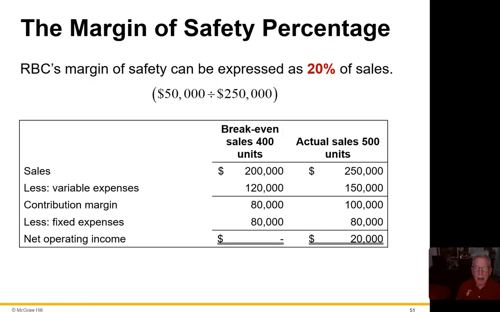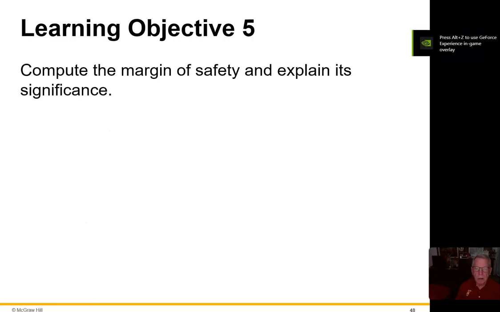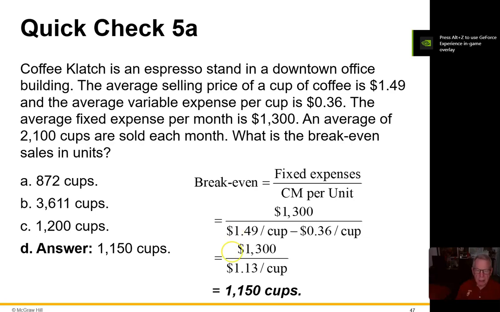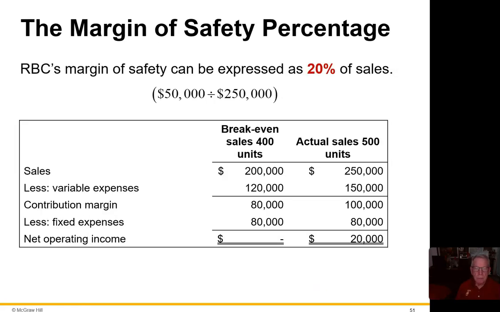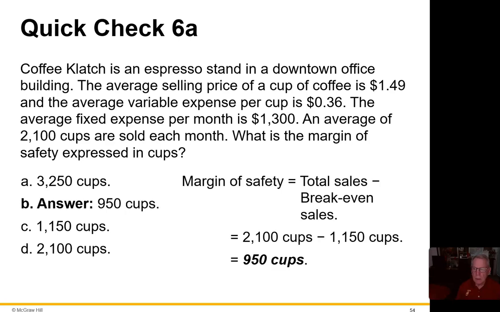I think we need to go back a little more that we calculated here. Okay, our break-even point in cups. Okay, margin of safety, 950 cups. So for every cup that we sell over our break-even point of 1,050, we make 36 cents. I'm sorry, we make $1.13.